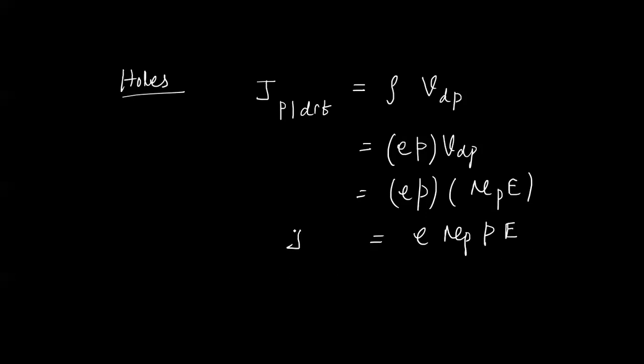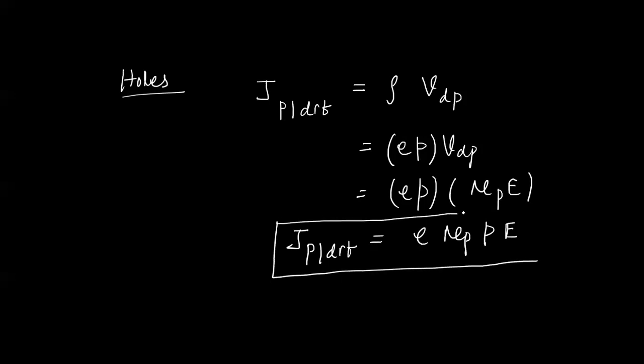So this way we can write that the drift current density depends on these factors: E, the electronic charge; mu_P, the mobility of holes; P, the concentration of holes; and E, the applied electric field. The drift current due to holes is in the same direction as the applied electric field. That is what we have already discussed.